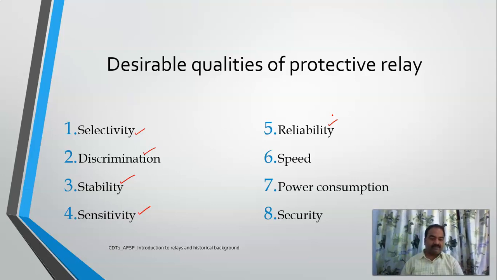The next one is speed. This is one important thing which a relay must hold. Your relay must be fast enough to sense abnormality and send the signal to the circuit breaker. The quicker it is, then automatically the more protection you will be having for your power system.